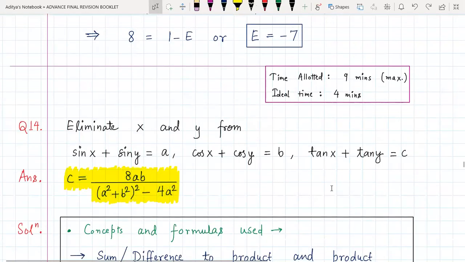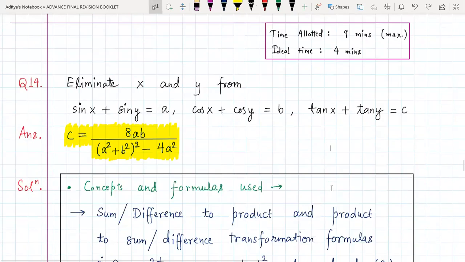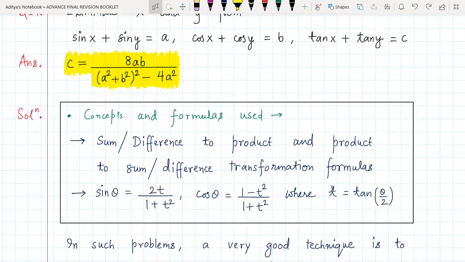So the answer first of all would be c is equal to 8ab upon (a square plus b square) whole square minus 4a square. The concepts and formulas used are sum or difference to product, and product to sum or difference transformation formulas we should know. Sin theta and cos theta we should know in terms of tan theta by 2. This is a very basic, well-known and standard submultiple angle formula. As written here, sin is 2t upon 1 plus t square, and cos is equal to 1 minus t square upon 1 plus t square, where t is tan theta by 2.